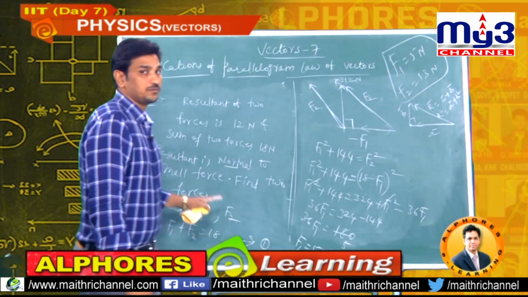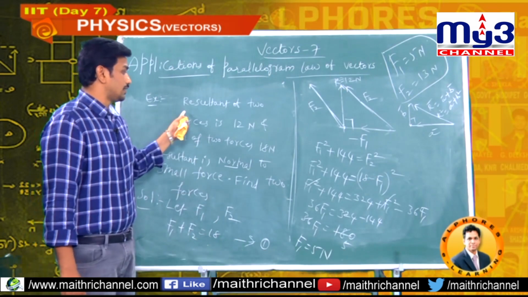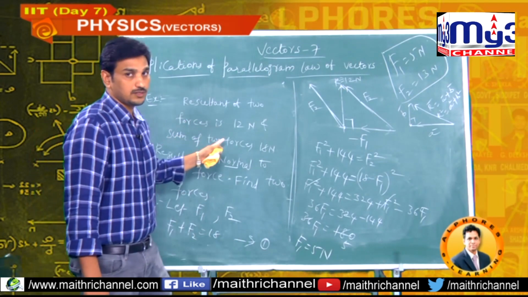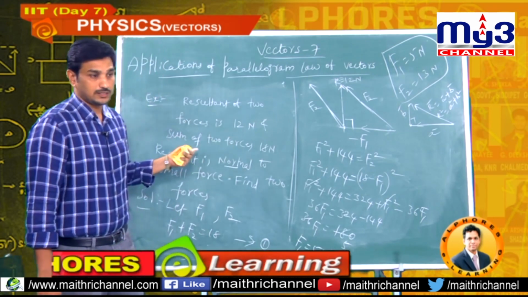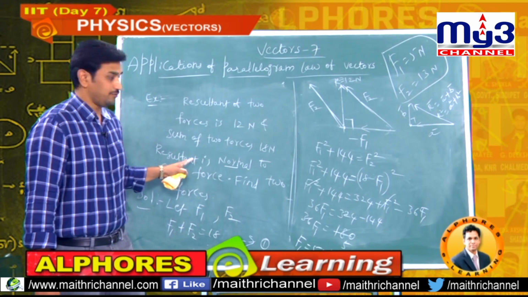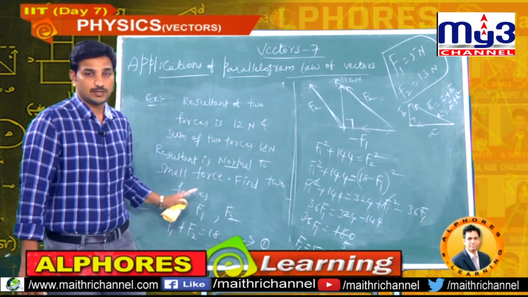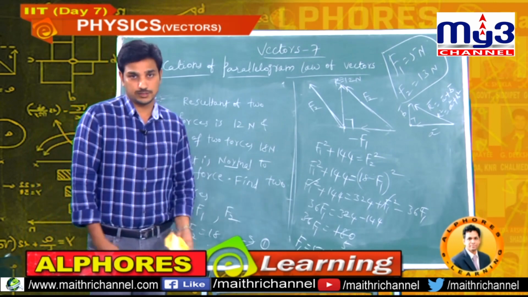The only thing is you should try to understand the question, what they have given in the question. The resultant of two forces is given as 12 newtons. The sum of the two forces is mentioned as 18 newtons. The resultant of the two forces is perpendicular to the smaller force. They are asking to calculate what those two forces are.